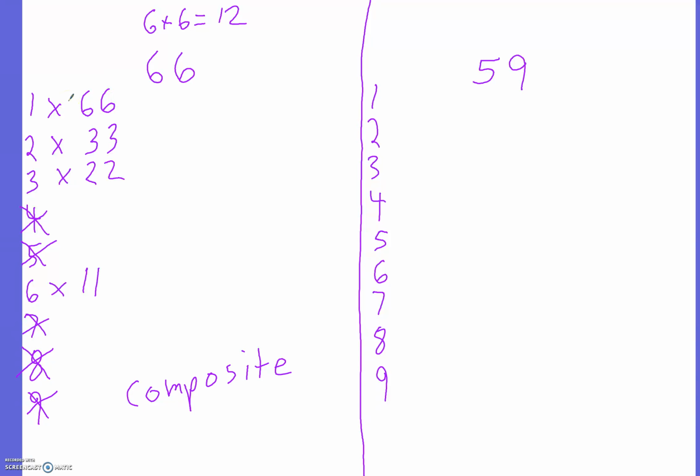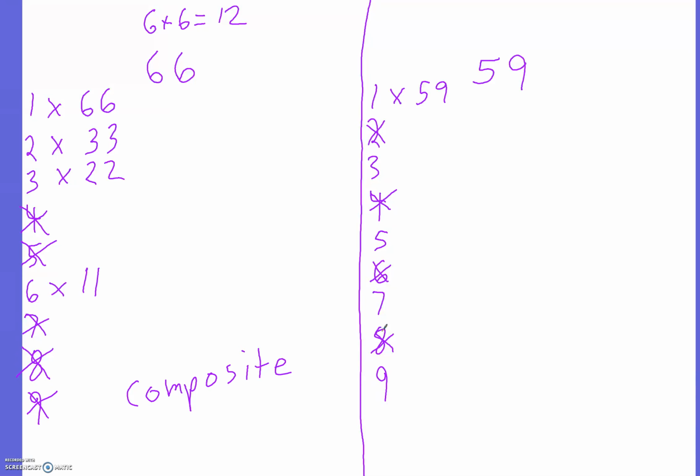Over here we have 59. So we're going to go through the golden rules. The first one, of course, is 1 and 59. That will work. Now 2, the golden rule, remember, is it has to be even. Is 59 even? No, it's not. So we can cross out 2. And what is good about this is now that we've crossed out 2, we know that it can't have any even factors. So we can get rid of 4, 6, and 8.